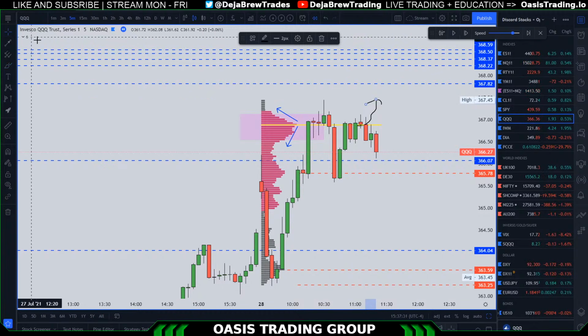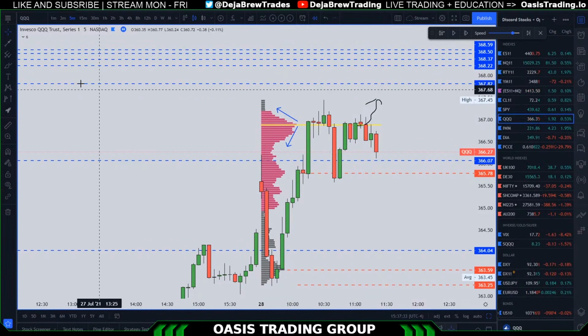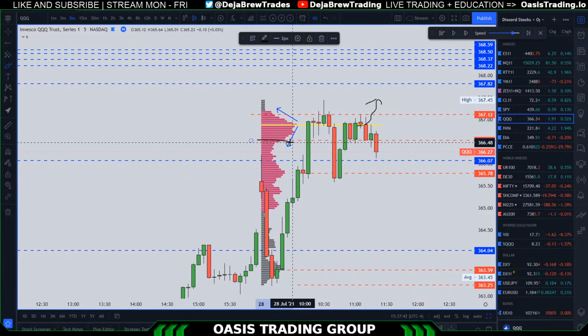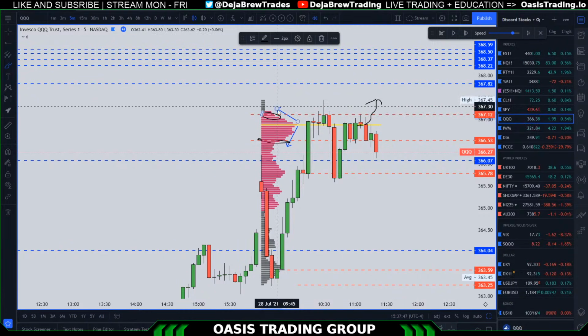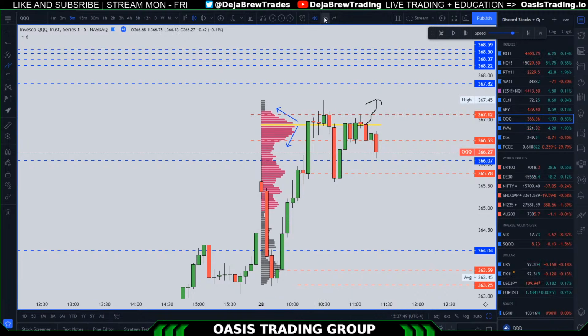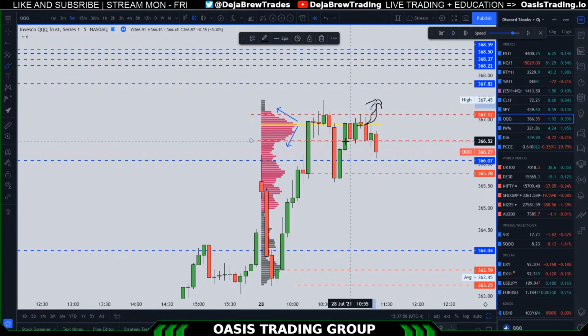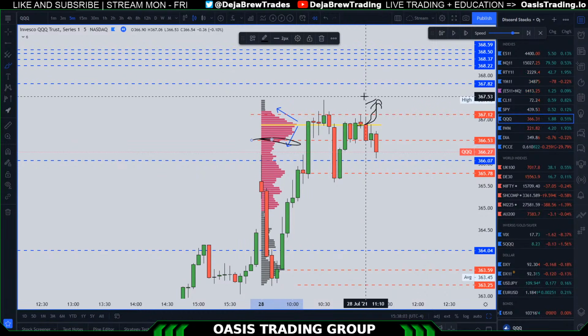Let me delete this. And we'll grab this level here, and then that level there. So that is clearly where the node is starting to fall off, right? There's no volume towards that upper side or towards that lower side. So when price starts to reclaim that upper side, it's gaining that node. It's using this node as support. If it starts to lose that lower side, it's using that node as resistance.